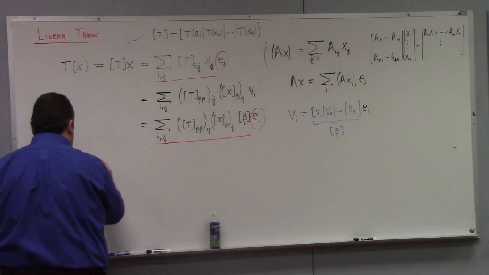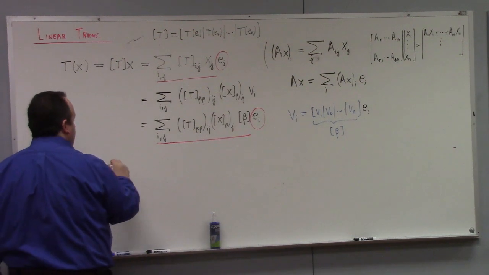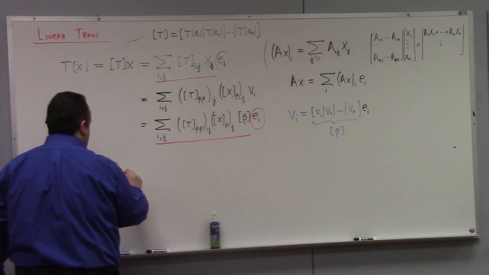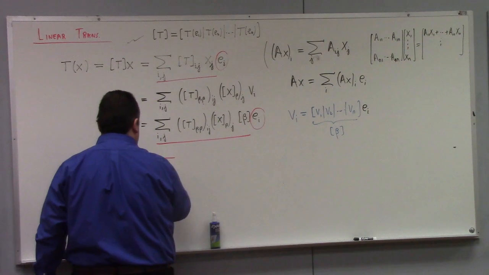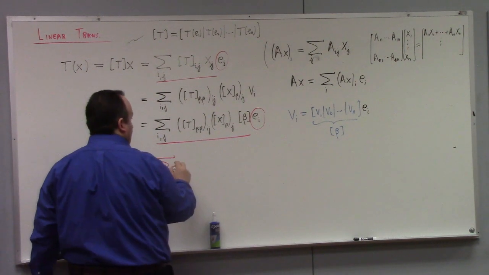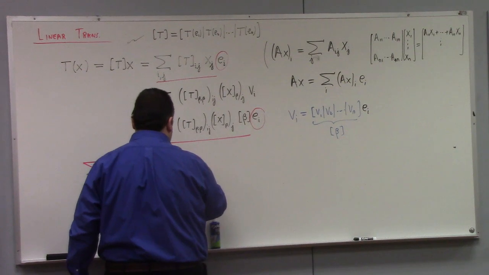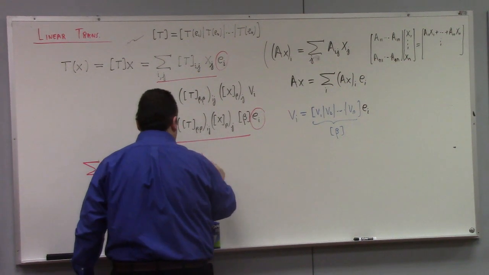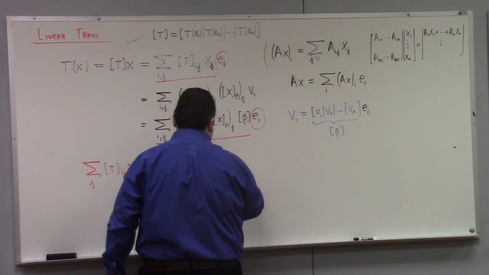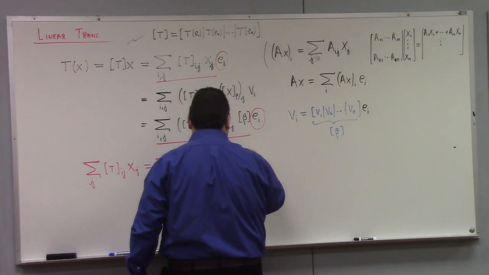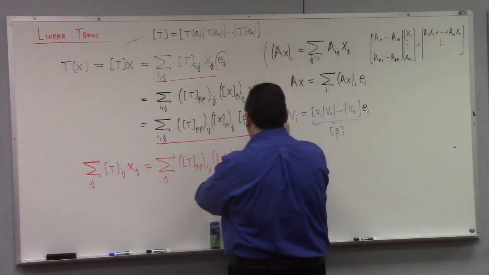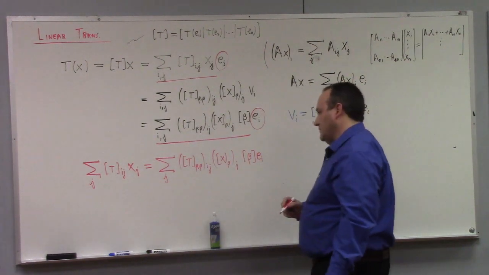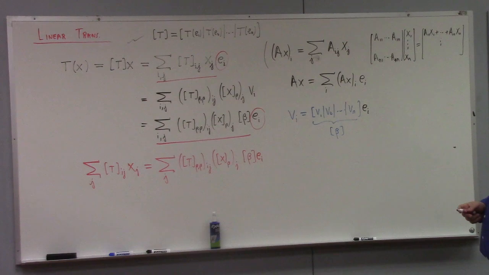Equating coefficients gives me that the sum over j of Tij xj is equal to the sum over j of this non-standard matrix T beta beta ij times matrix beta j, and this is the part that's weirding me out. Oh, it's because that's beta ei. Okay, that's fine. And that's true for each i.